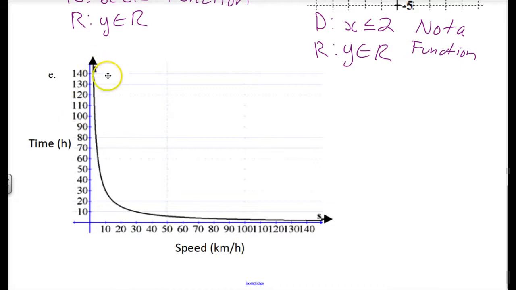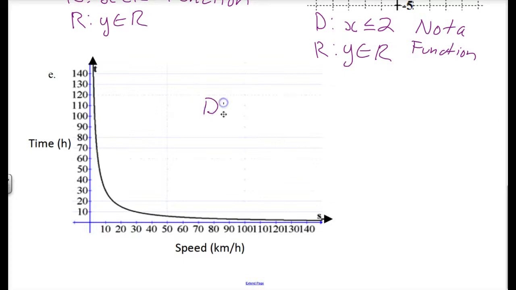Speed and time, and this is given in an unusual notation or unusual graph, because usually we put time here and speed here. But it says that if we're going really slow, we're going to take a lot of time, and if we're going very fast, we're going to take a little bit of time.